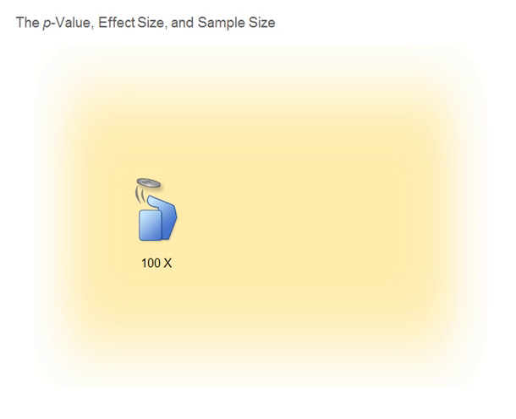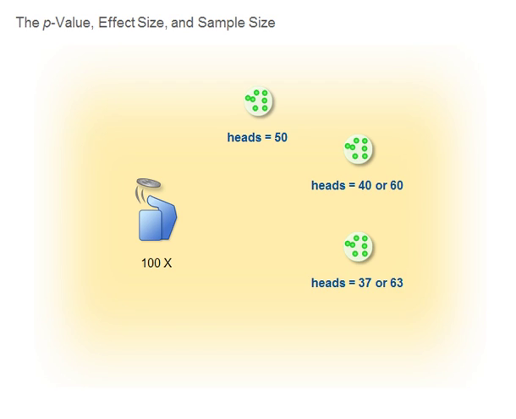If you flip a coin 100 times and count the number of heads, you do not doubt that the coin is fair if you observe exactly 50 heads. However, you might be somewhat skeptical that the coin is fair if you observe 40 or 60 heads. You'd be more skeptical that the coin is fair if you observe 37 or 63 heads, and highly skeptical that the coin is fair if you observe 15 or 85 heads.